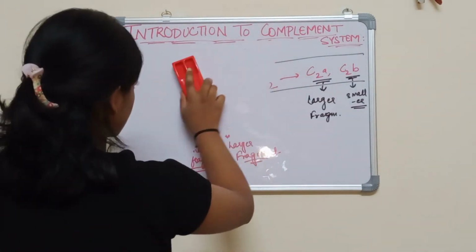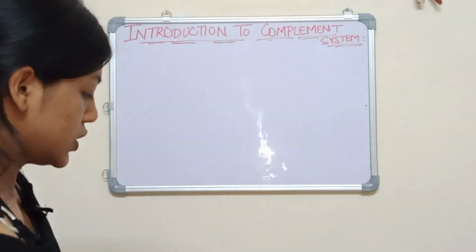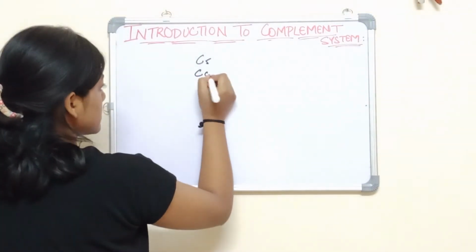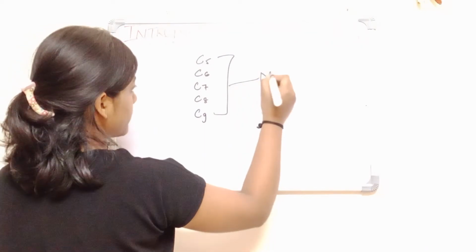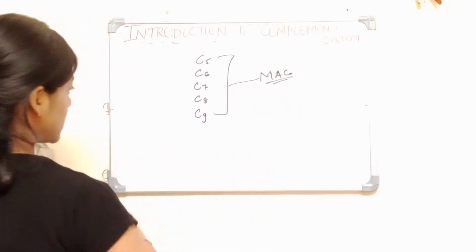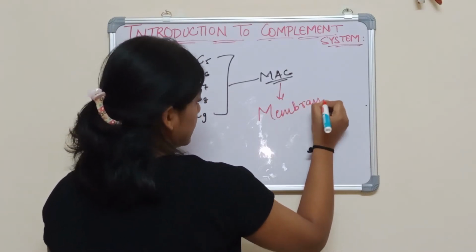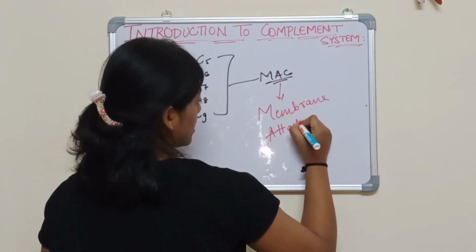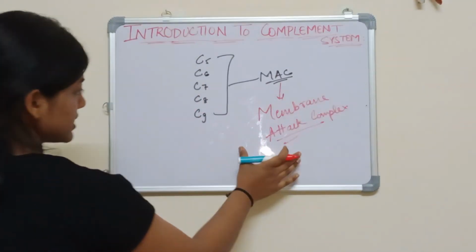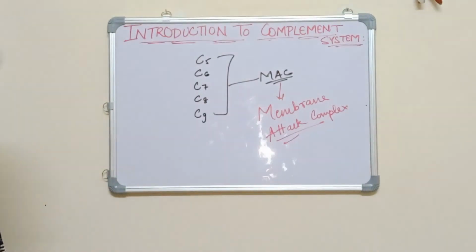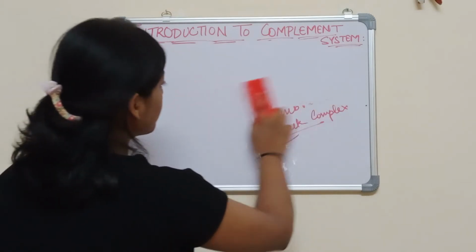Now let's see about C6, C7, etc. C5, C6, C7, C8 and C9 form MAC, that is membrane attack complex. We will see what it is in the upcoming videos. So this was just the introduction to the complement system.